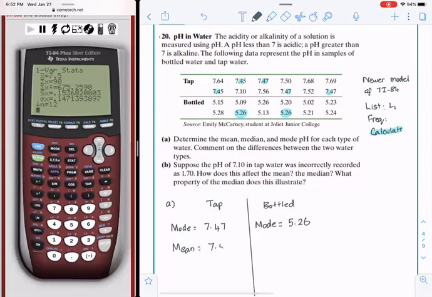of 7.5. And if you scroll down, you would see Med. Med is simply the median, and that is 7.485.